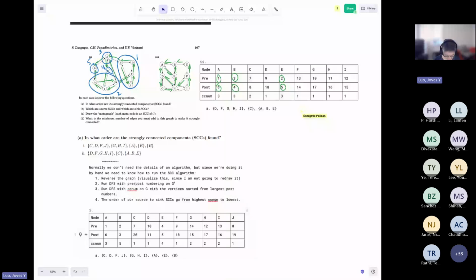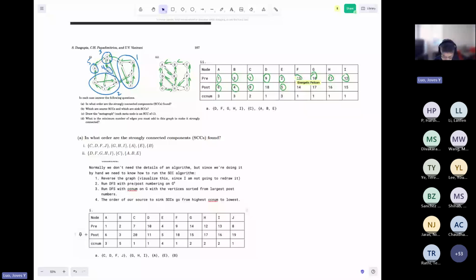Now the next one is C. So C is 7. C has no edges to any unvisited vertices, so 8 is done. Next one is D. D goes to G, which gives us 10. G goes to H, which gives us 11. H goes to I, which gives us 12. I goes to F, 13. F has no edges to an unvisited vertex, right?